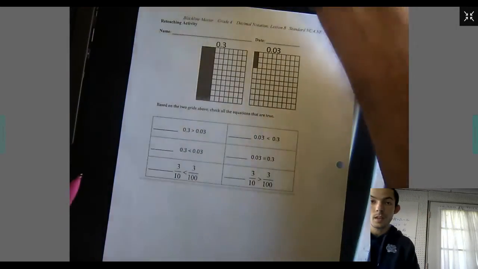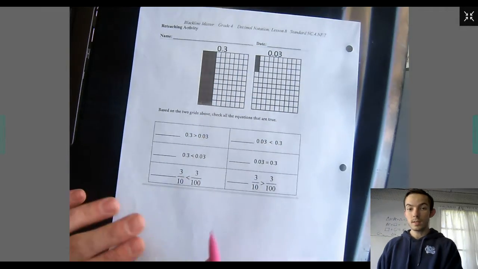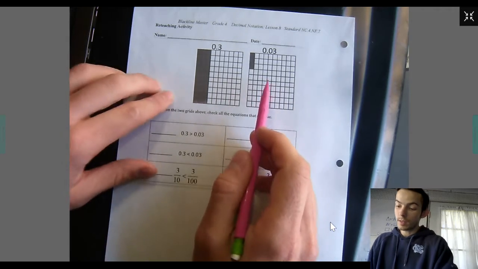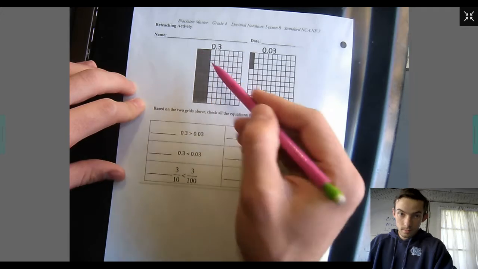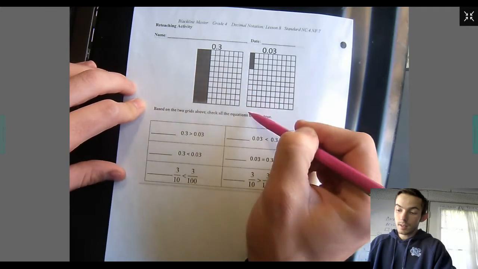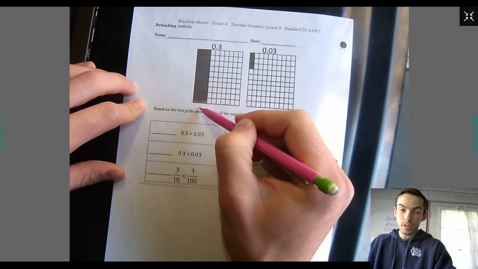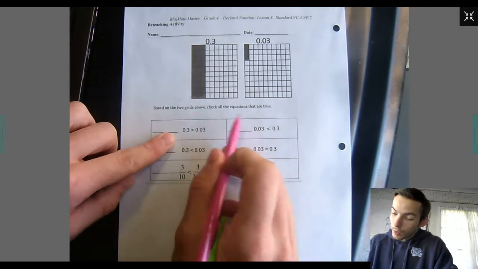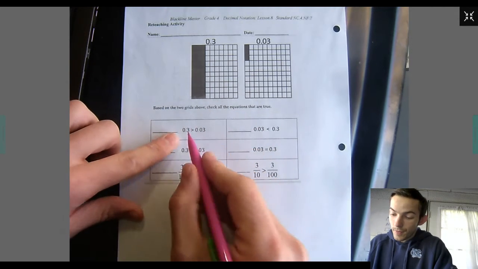Now, on the back, page 40, we're going to look at this now, okay? It says, based on these two grids above, check all equations that are true. We see we have 3/10 versus 3/100, okay? So what we're going to do is make sure that we know that all of these make up 1/10. These 10 tiny hundredth squares make up one long column. So we're going to go through and check all that are true. We're going to put a check, or we can put an X if it's not.